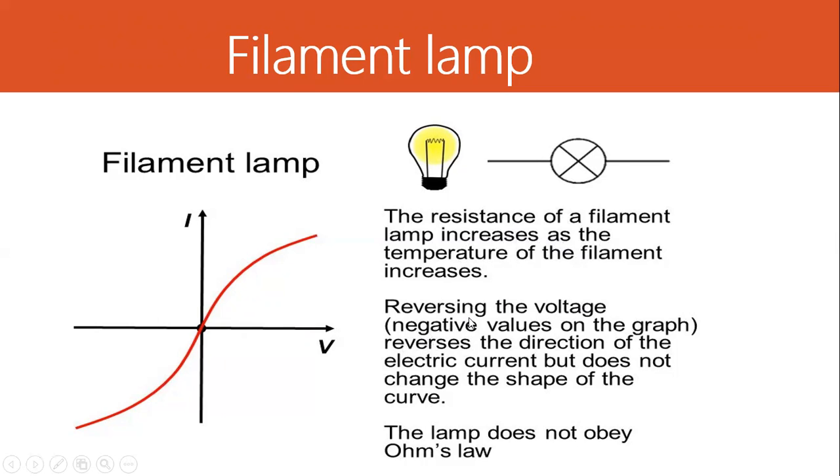Reversing the voltage, negative values on the graph, reverses the direction of the electric current but does not change the shape of the curve. You see the negative values. The direction is changed but the shape of the graph is the same. The lamp does not obey Ohm's law because the graph is not a straight line. You see the curve? V is increasing, I is also increasing but not proportionally.